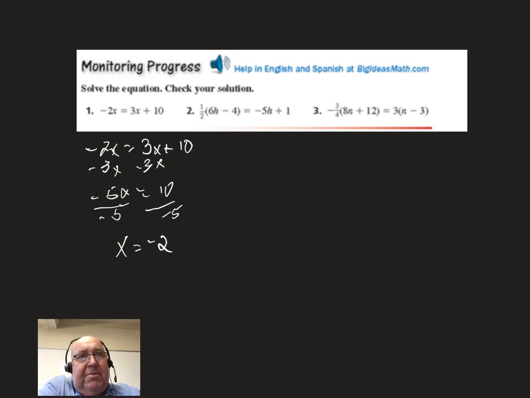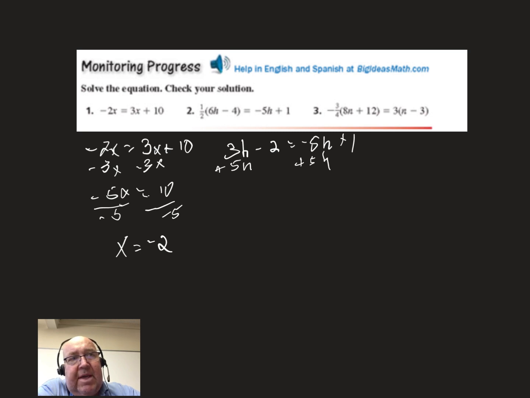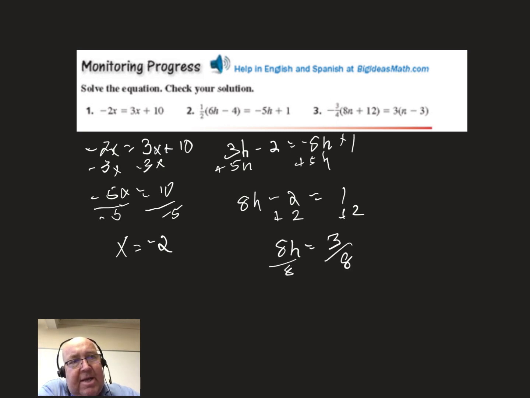I'm going to distribute the 1/2 as I write it down. So this is going to be 3h minus 2 is equal to negative 5h plus 1. I'm going to take the negative 5 over, 5h plus 5h. We get 8h minus 2 is equal to 1. Add 2, add 2. 8h is equal to 3. Divide by 8, divide by 8, and h is equal to 3/8.